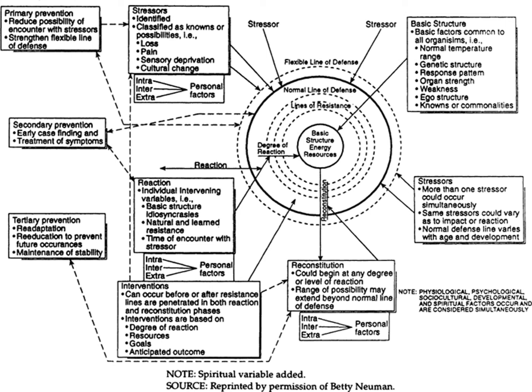When the stressors come, first they will affect the flexible line of defense. If the flexible line of defense is disrupted, then it will go to the normal line of defense, and again if the normal line of defense is disrupted, it will go to the line of resistance. If the line of resistance also can't protect us, then the basic structure or energy resources will be affected, and it can lead to the death of the person.